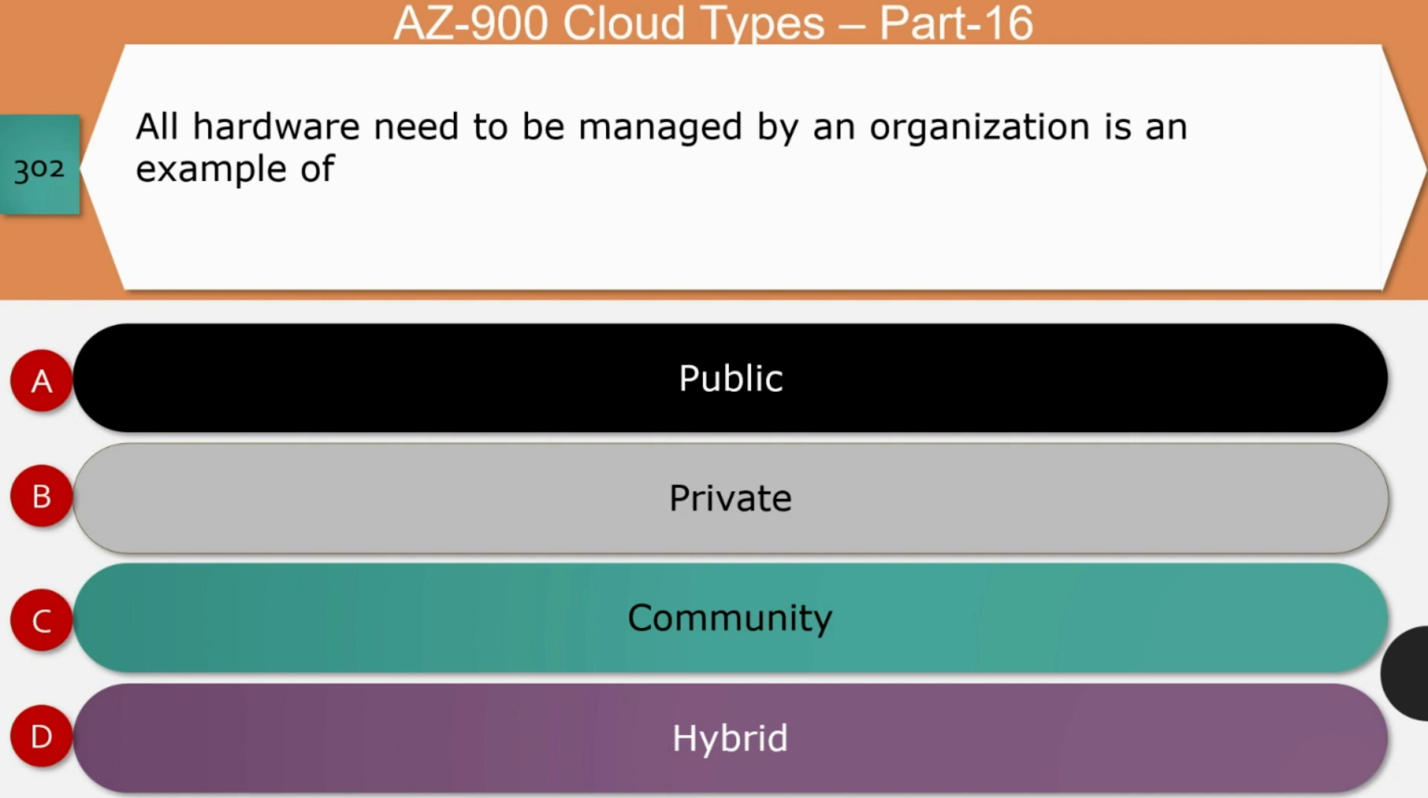Next question. All hardware needs to be managed by an organization is an example of public, private, community, or hybrid. The right answer for this question is private. Let's see the reason. Private cloud, where the entire hardware needs to be taken care of by the customer himself. Even in hybrid model, the on-premises hardware needs to be managed by the customer. Considering the words all hardware, the most apt answer is B, that is private.